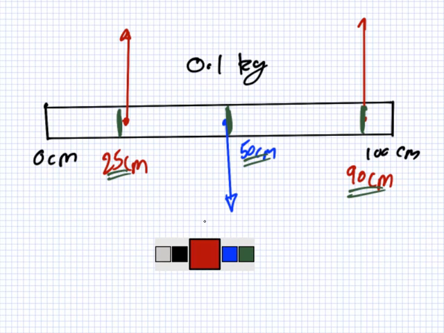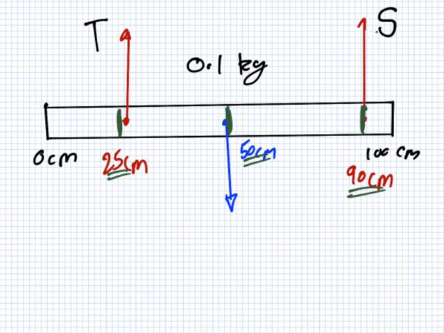This force we don't know. Let me call it T. This force we don't know. Let me call it S. And this force we do know is 0.1 G, which is 0.981 newtons. Now this question is a little bit different because now we have 2 things to find.